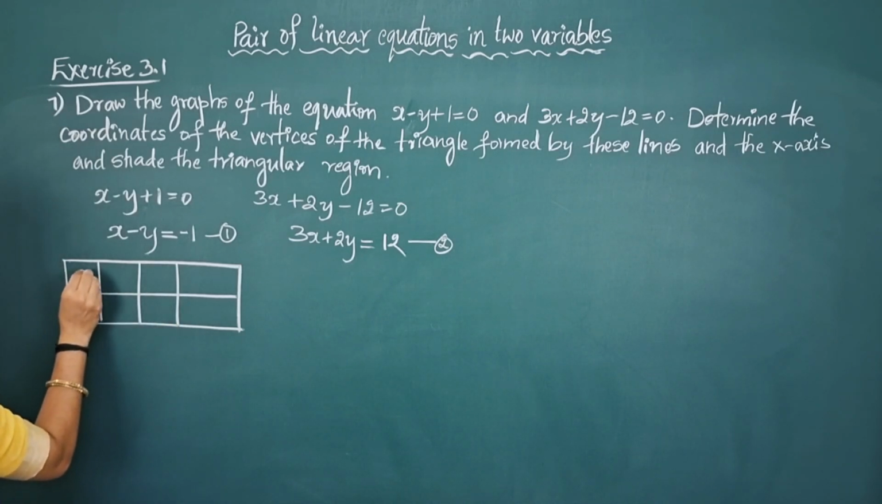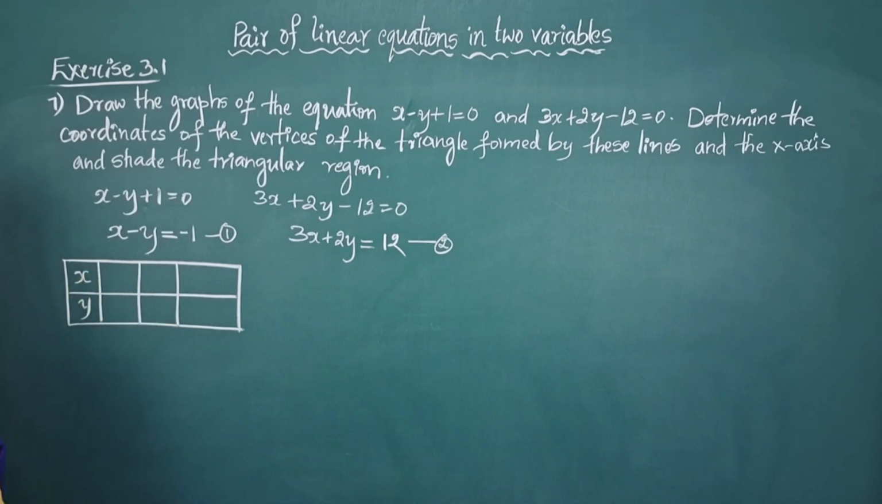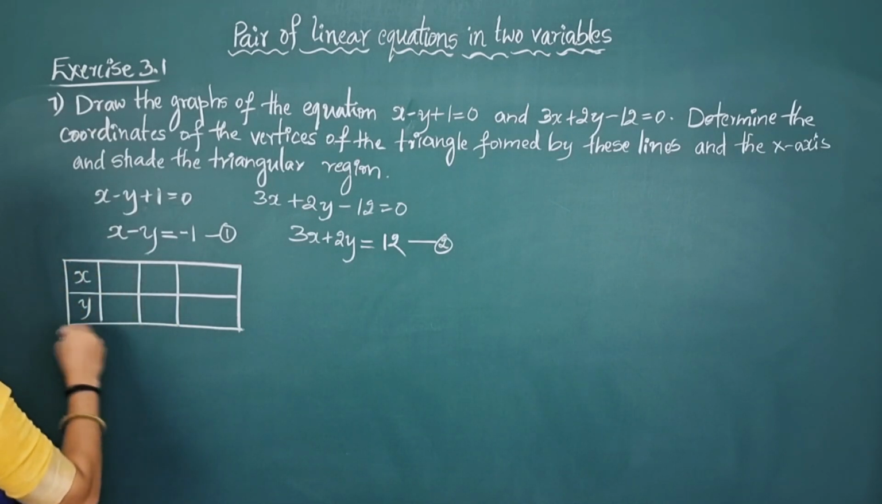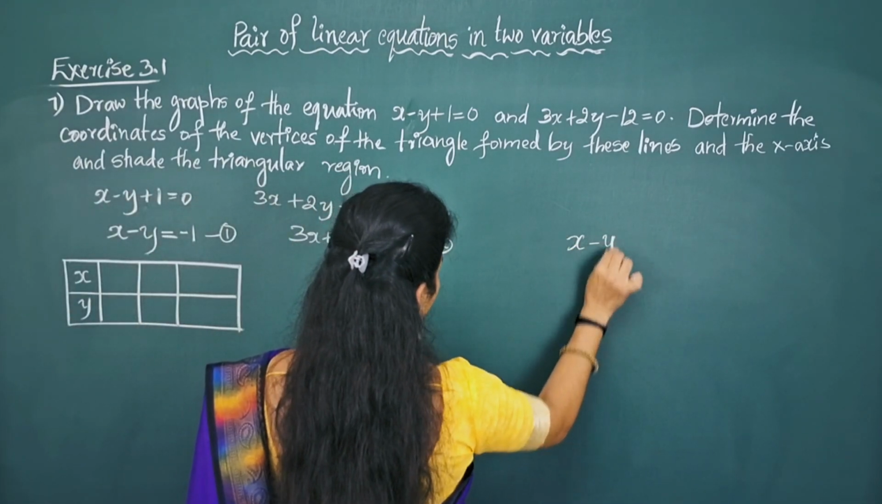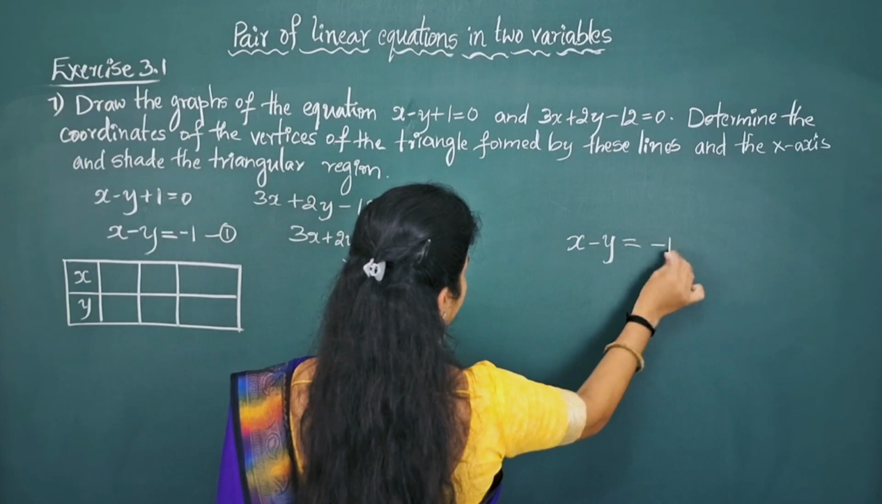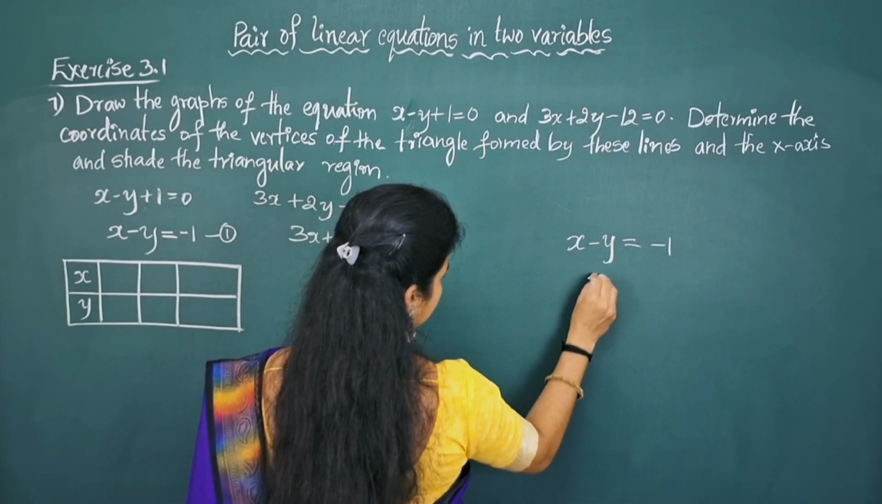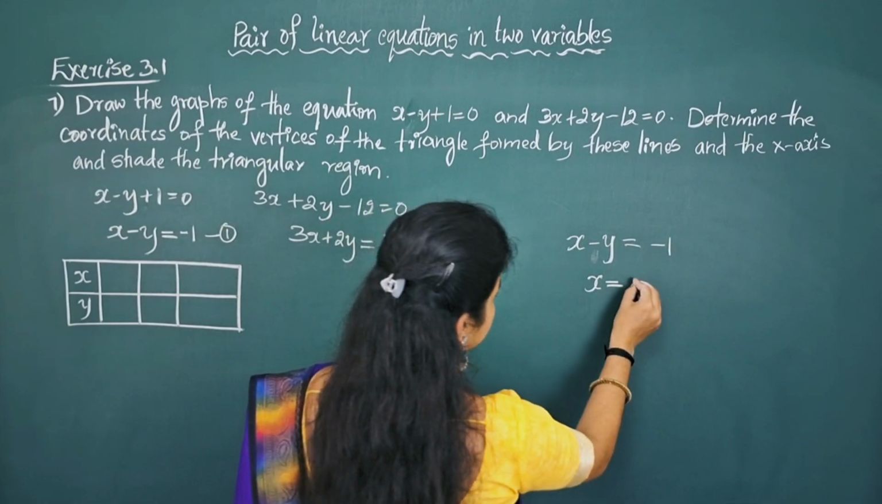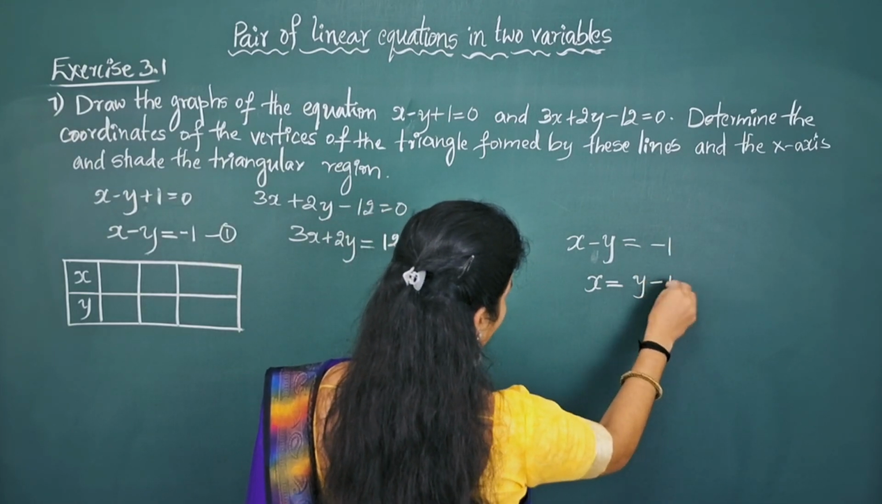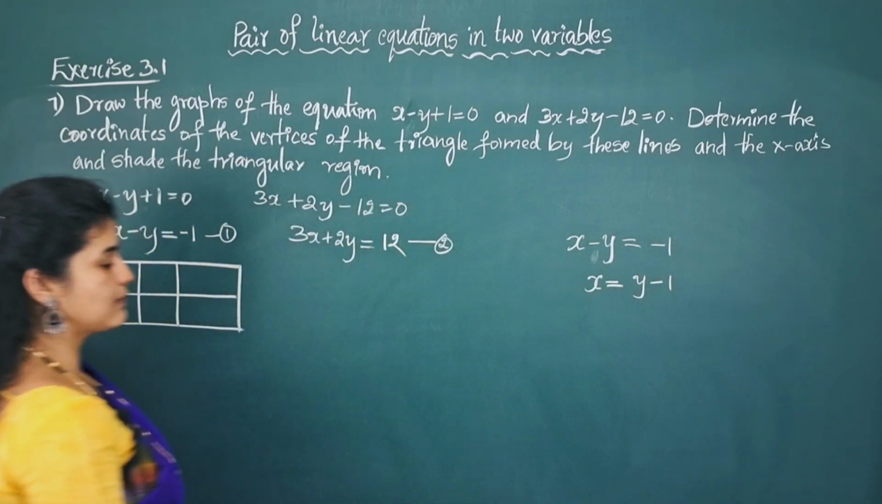So now for x and y. Okay, I will write this equation here. We have x minus y is equal to minus 1. So now x is equal to minus y, and when shifted, that becomes plus y. So x is y minus 1.